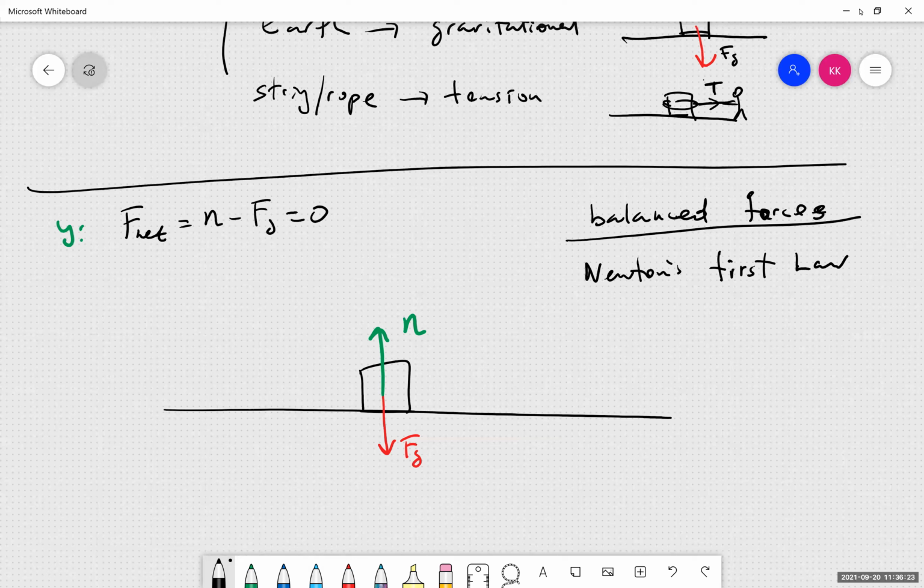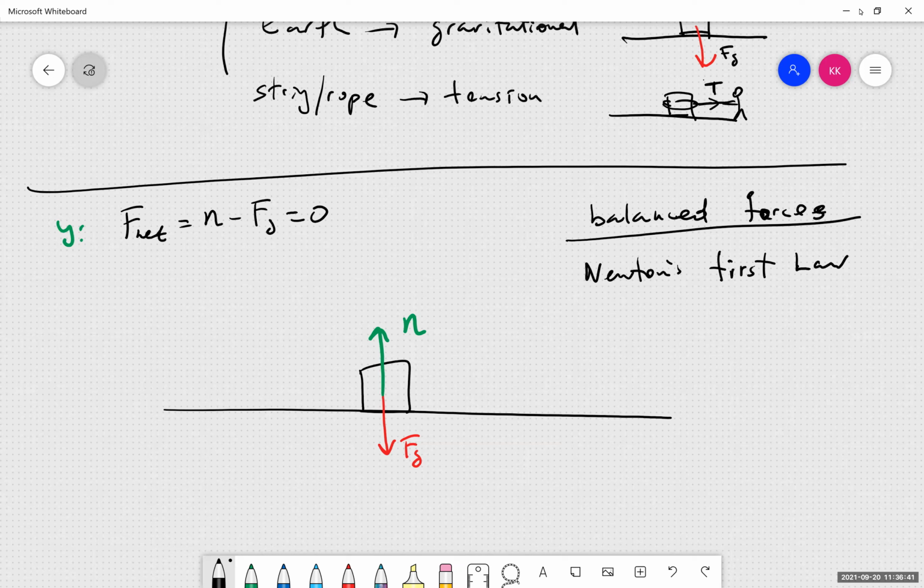That means anything around you that is just at rest on the ground has two forces acting on it: gravity down and normal force up, but they're balanced, so the net is 0. So Newton's first law basically tells you that if an object is at rest, it's going to remain at rest as long as the forces cancel each other.